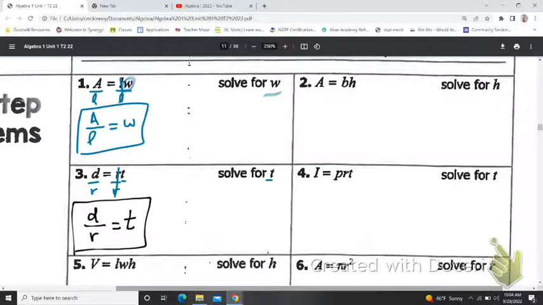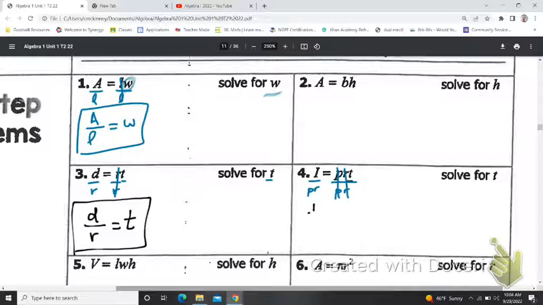You might have 3 variables being multiplied, like in number 4. Interest equals principal times rate times time, the simple interest formula. They're all squished together, so they're all being multiplied. So if I want t by itself, I need to get rid of both p and r. They're all being multiplied together. So in one step, no point in doing it in 2, we can just divide by both p and r.